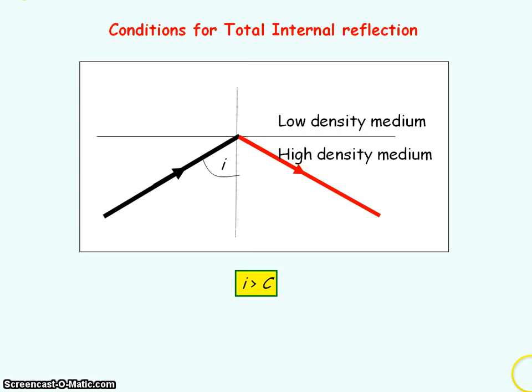So there are two conditions for total internal reflection. One is that light has to travel from a high density medium to a low density medium, or a medium of high refractive index to a medium of lower refractive index. And the angle of incidence has to be greater than the critical angle.